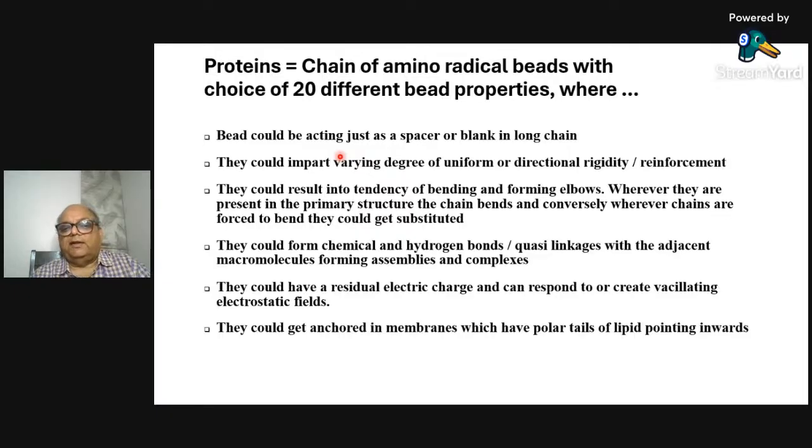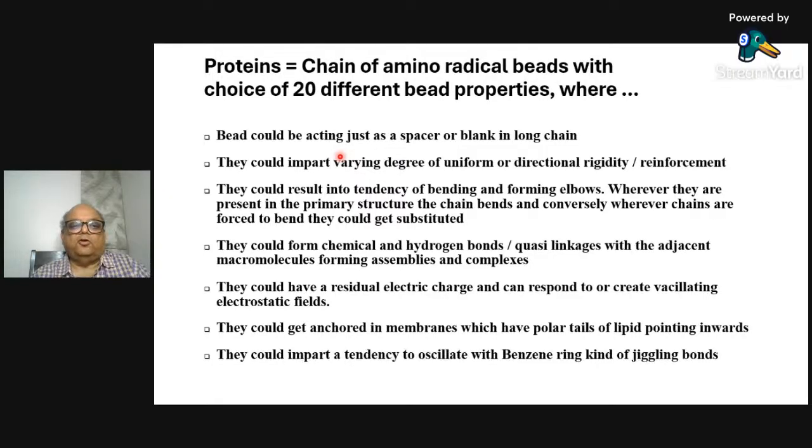They could also get anchored. We've spoken about it in the membranes, which have polar tails of lipid pointing inwards. So it could form a strong bond within. They could impart a tendency to oscillate because many of these beads or radicals have a benzene kind of structure. So there are jiggling bonds. So they have a tendency to cause jiggle wherever they are. So it is a lively macromolecule. It is not a dead and stationary molecule. It keeps jiggling to promote many possibilities of interactions, and many engineering possibilities come on account of jiggling.